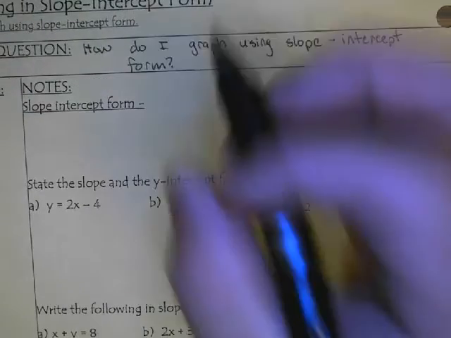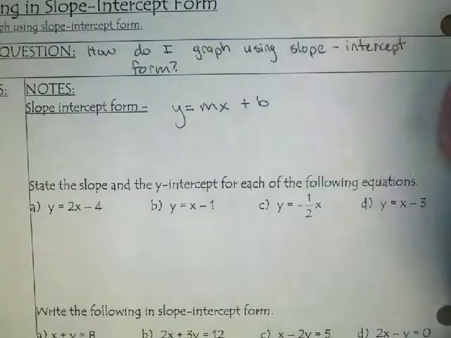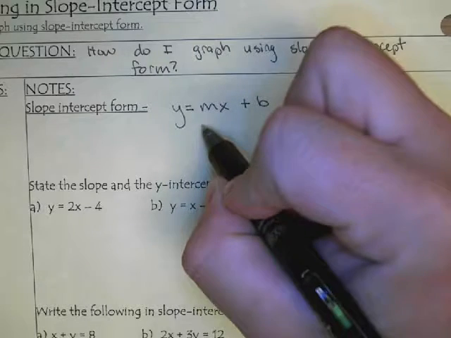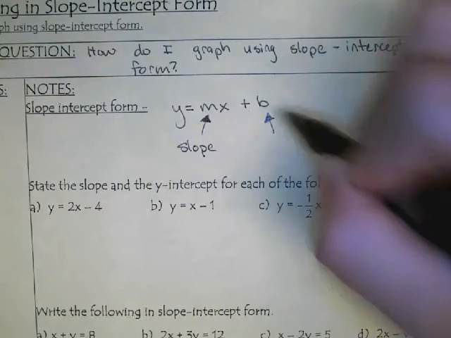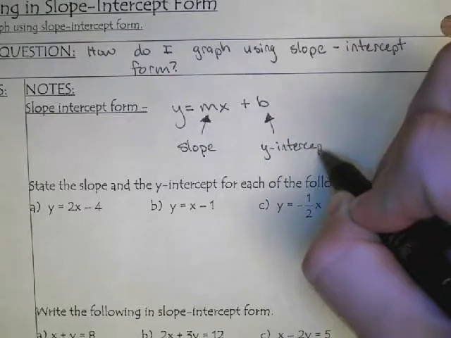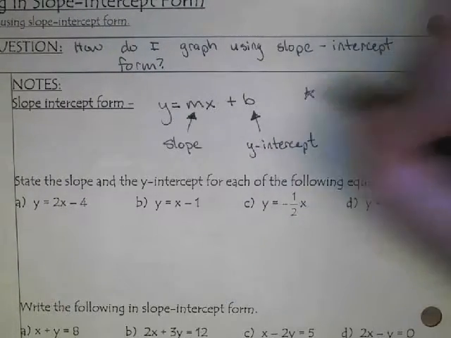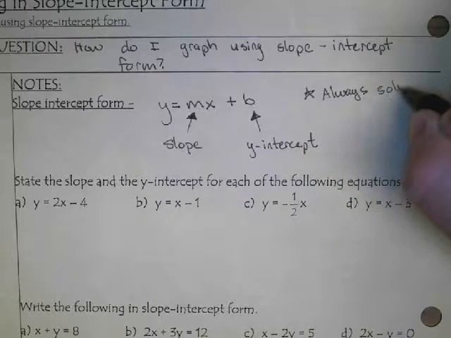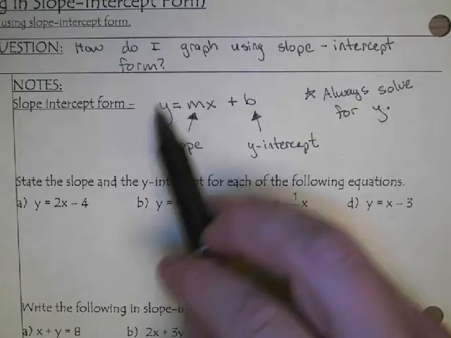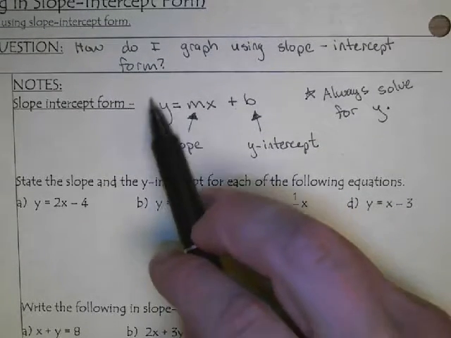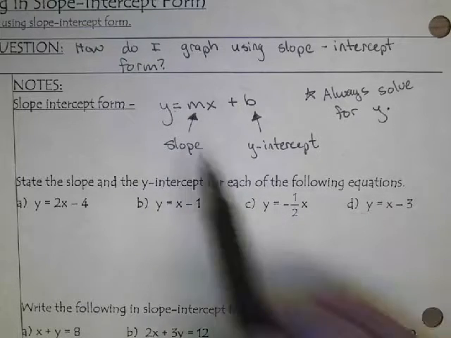So slope-intercept form is an equation with y equals mx plus b, where m is our slope and b is our y-intercept. An important note is that to be in slope-intercept form, always solve for y. That means we just want to get y by itself. So we need it to be positive, with no coefficients and no constants floating around it. We need just plain old y equals, and then all this other stuff on the other side.